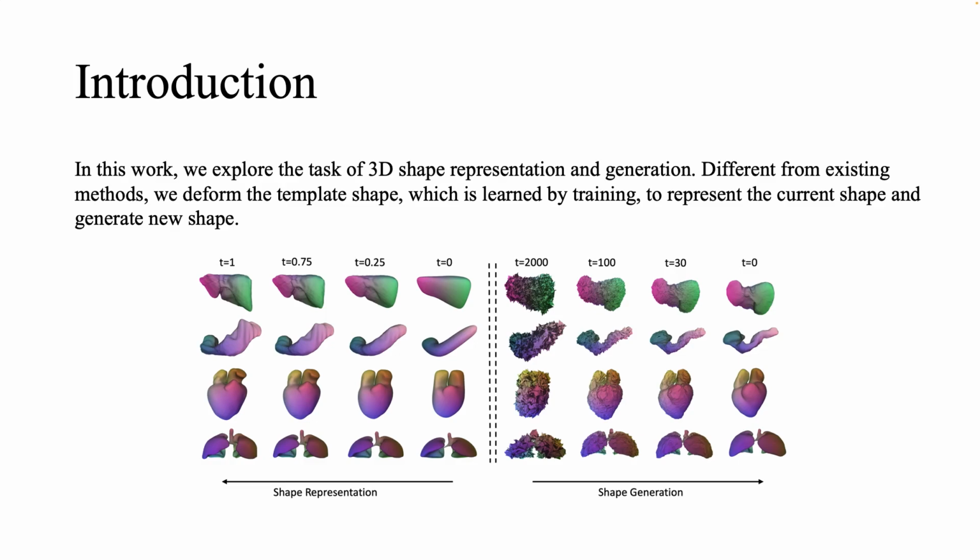On the right side, we show the generation process for t equals 2000 to t equals 0, using the diffusion denoising process. The detail of shape representation and generation will be presented later.